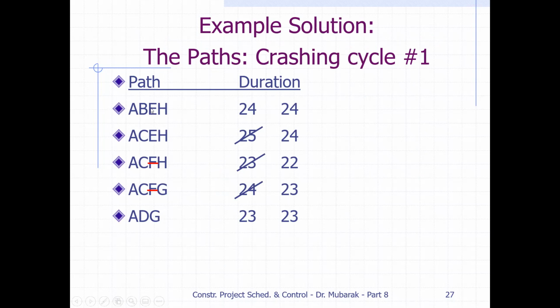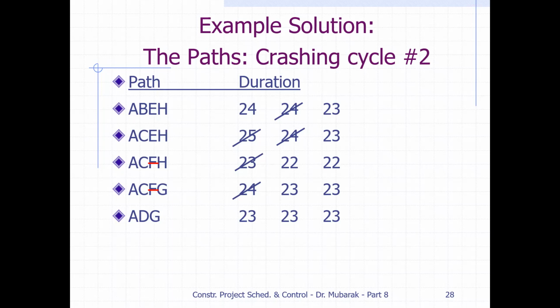So it means now you have two paths. We have to cut from both, that's why we cut from E, because E is common in both paths. When we cut from E, the total duration of A, B, E, H will become 23. Similarly, A, C, E, H will become 23. So that is cycle number 2.